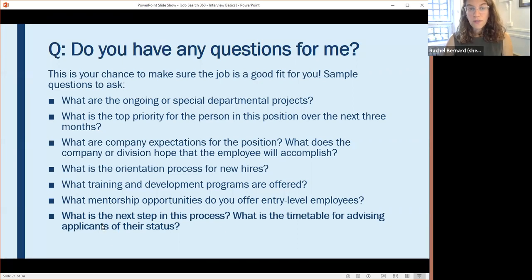And then in bold at the bottom, and I mentioned this before, you always want to ask, if they haven't already shared this, what is the next step in the process, or the next several steps if you're early on. You absolutely have a right to ask that. And then also the second part of that, what is the timetable for notifying candidates of their status? That can be helpful to you if they say, you're the first person we've interviewed, it'll take us a couple of weeks to get back to you. That'll give you peace of mind, so you won't be checking your email every 5 minutes and wondering why they haven't gotten back to you yet.